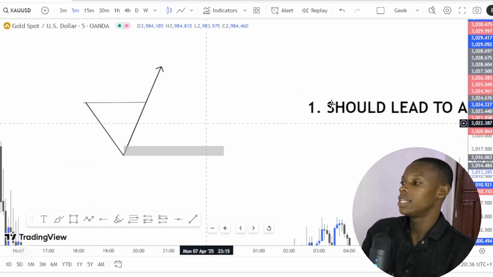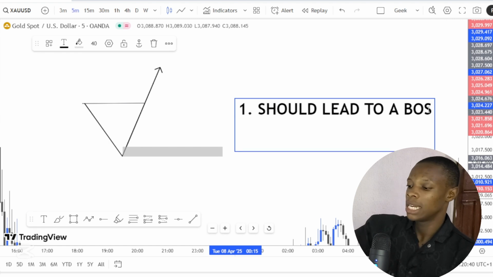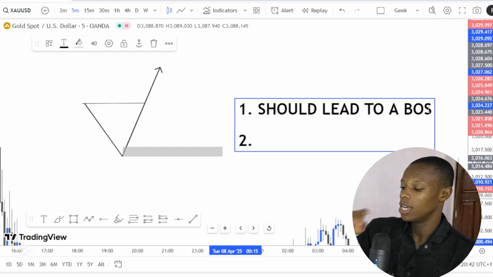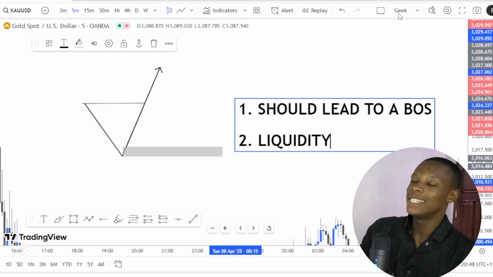Then the second thing I want to see my order block have is liquidity. Right now, liquidity is extremely important.